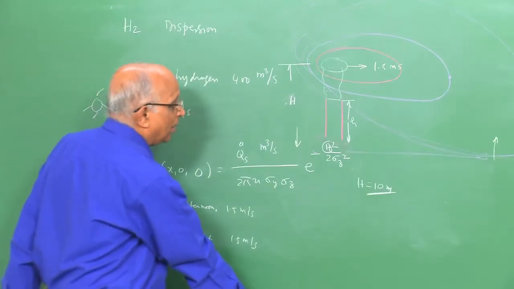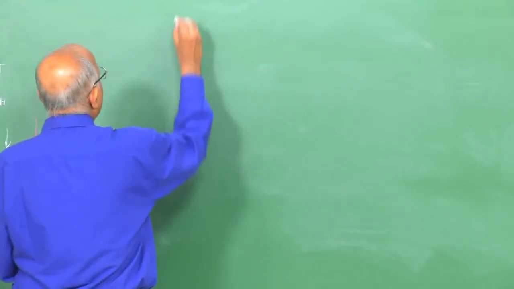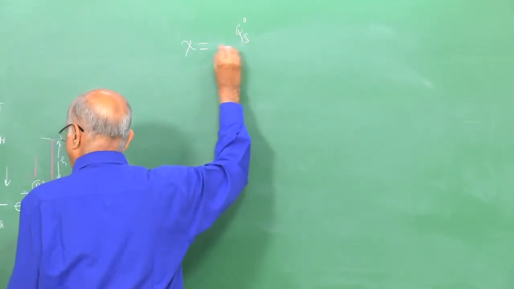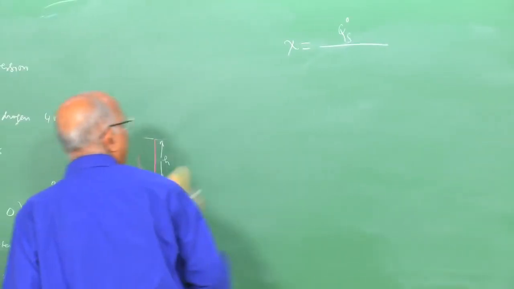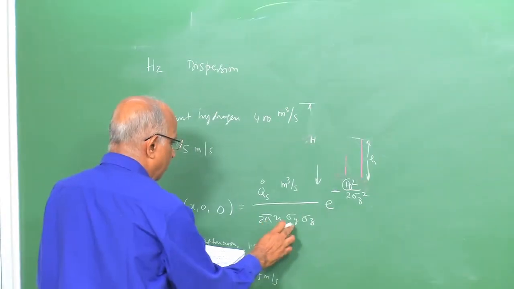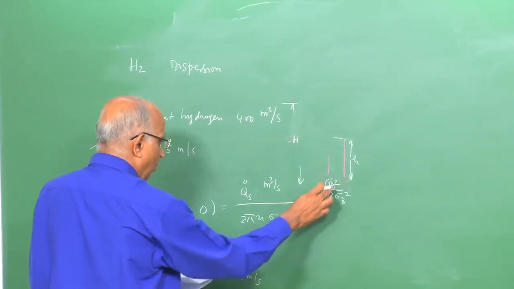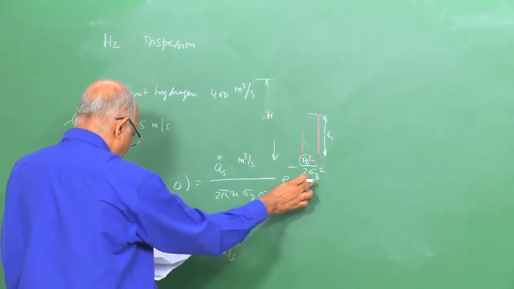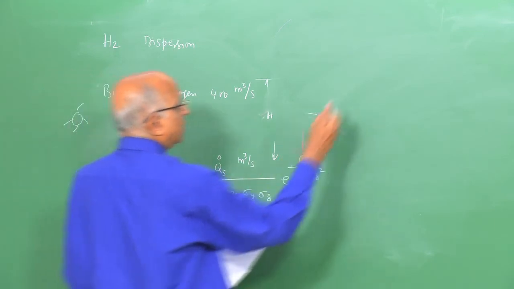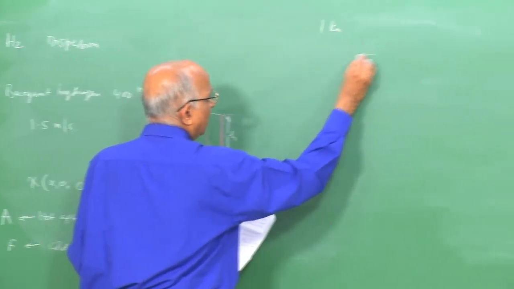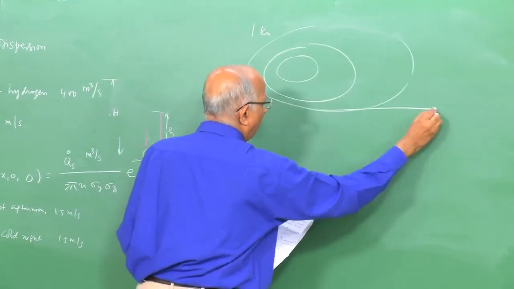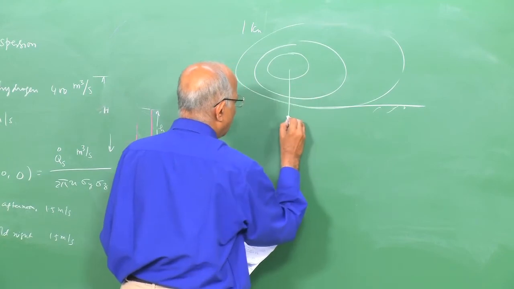Let's just quickly put this down. The concentration chi is equal to q dot s divided by 2 pi u sigma y sigma z times the exponential of minus h square by 2 sigma z square. I'm interested in this problem at a distance, let us say, 1 kilometer away. It diffuses away, and I am interested on the surface of the earth at a distance of 1 kilometer away.